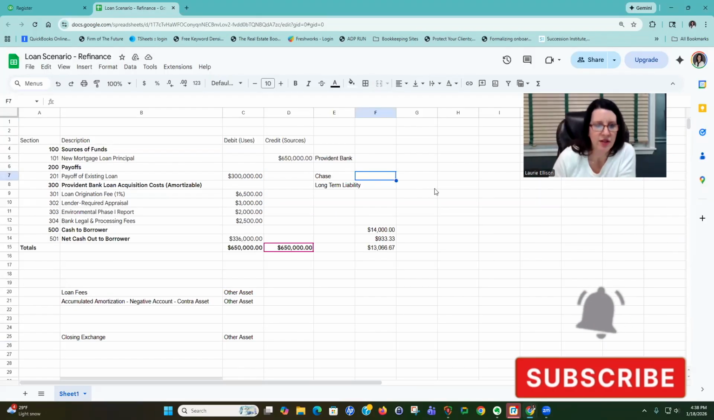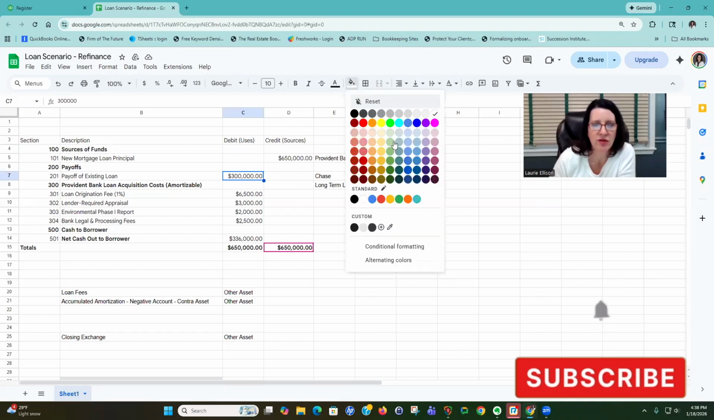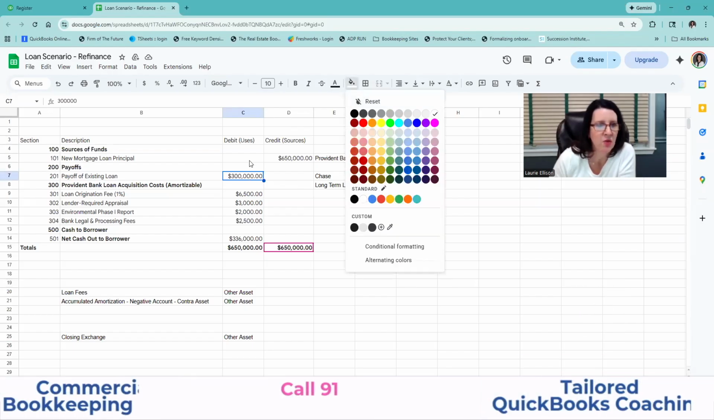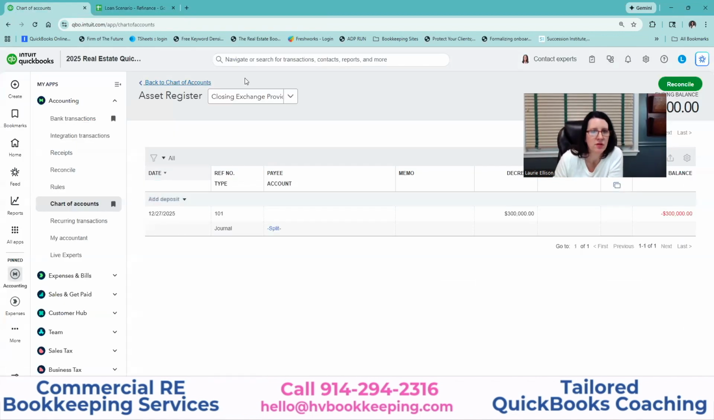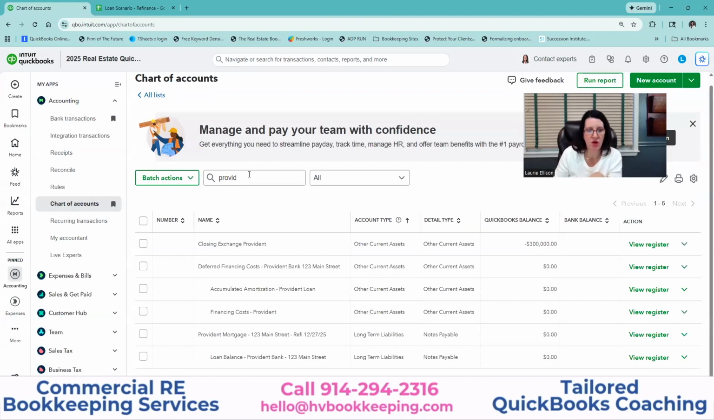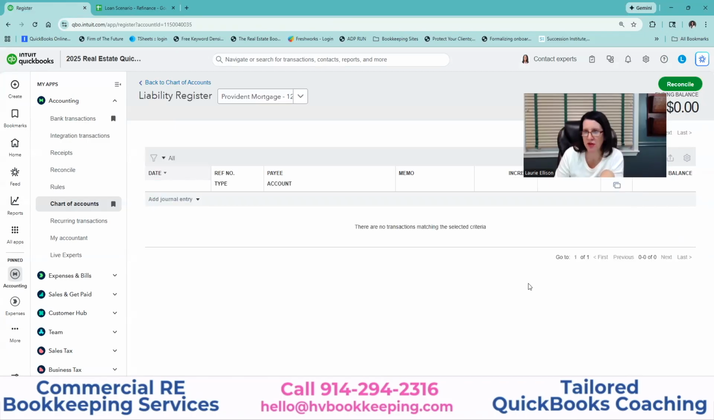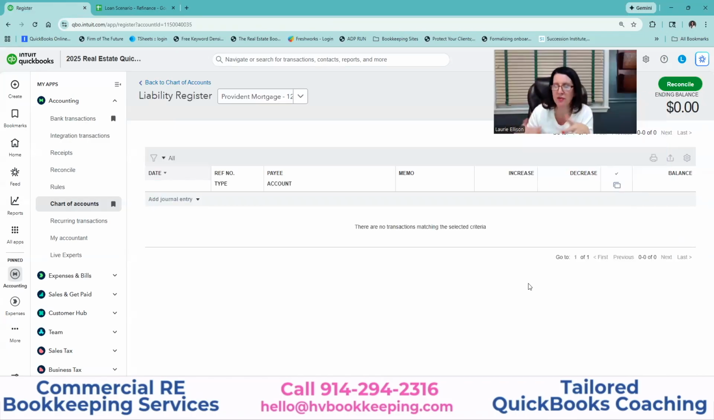Okay, I figured out how to highlight again. Okay, so we paid off the existing loan, so I'm going to mark that green. What's our next thing? We're going to go put our new mortgage on our books. So I already set up all of my items. I talked about that before. You should get everything set up ahead of time before you jump in your QuickBooks.